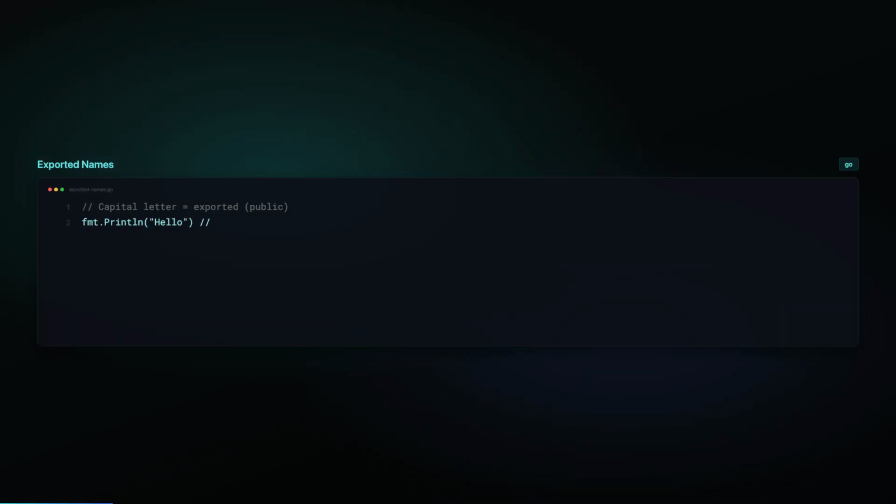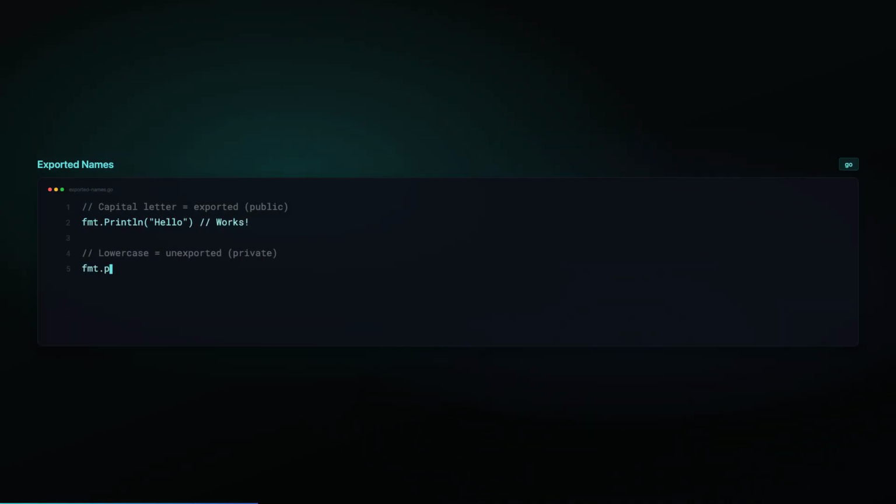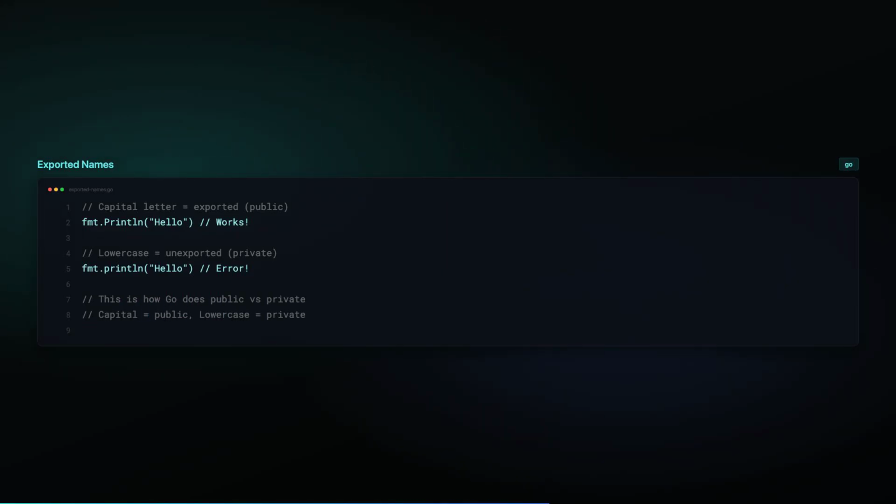Exported names in Go start with a capital letter. fmt.Println works because P is uppercase. If you write lowercase println, it will not compile. Capital means public, lowercase means private.